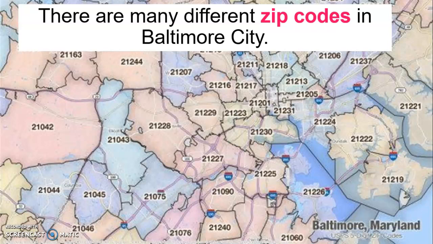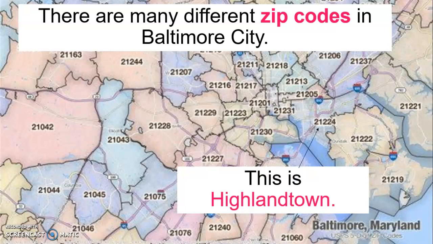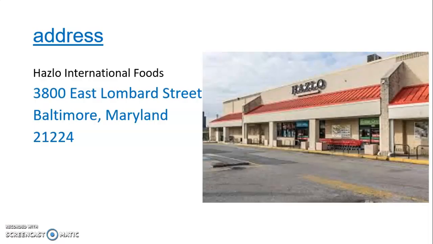There are many different zip codes in Baltimore City. Hay muchos zip codes, hay muchos códigos postales in Baltimore City. This is Highlandtown. 21224 is Highlandtown. All right, so this is the address for Aslo International Foods, 3800 East Lombard Street, Baltimore, Maryland, 21224.